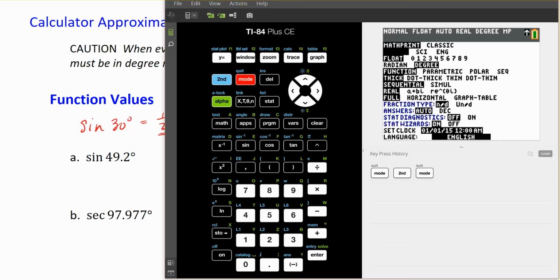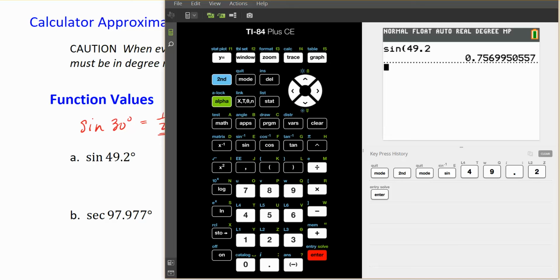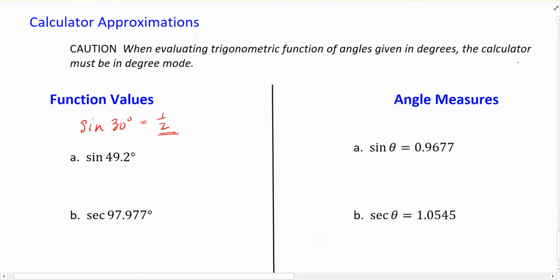So if I want to go back to my home screen and figure out what the sine of 49.2 is, just enter in sine of 49.2. Click enter, and you'll see that the value is 0.7570 if I were to round. So using the calculator, 0.7570 I believe is what we found.